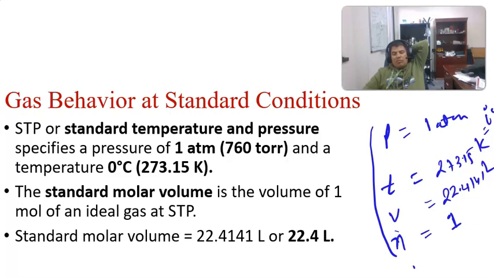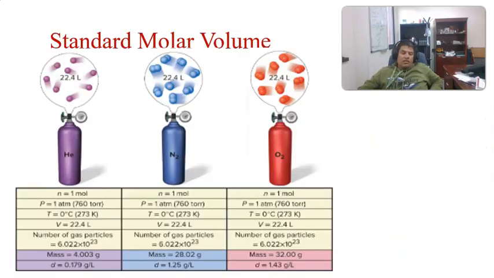That much volume for 1 mole of gas. So that's the standard volume. And that's why the standard molar volume of the ideal gas, not other gases, ideal gas, is 22.4 liter. So if you have an ideal gas, its volume at standard condition, meaning at 0 degree centigrade, at 1 atmospheric pressure, and 1 mole, is 22.4 liter. So that's the standard condition.